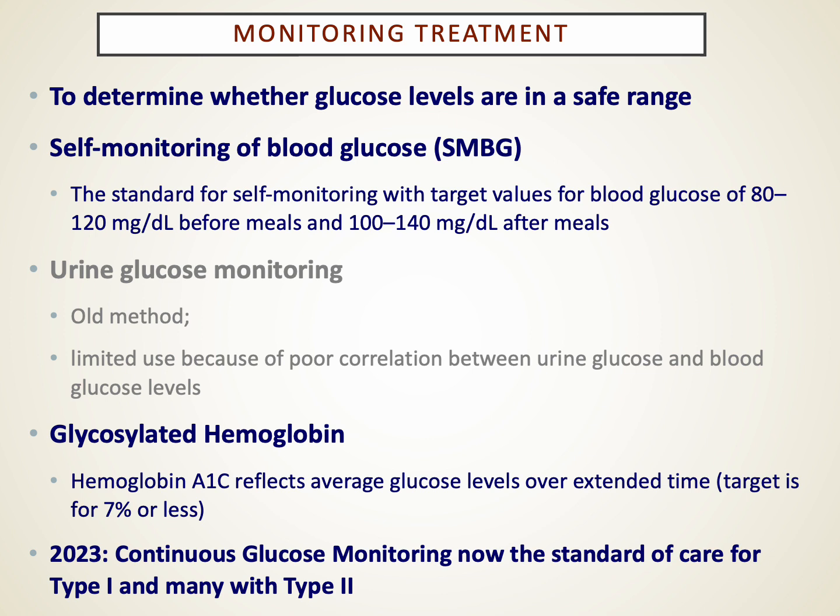The other issues: there are some older tests, like urine glucose monitoring, which is no longer done. But the glycosylated hemoglobin is routinely done. What that offers us is an estimate of how much hemoglobin is glycosylated, which is an indicator of what the average glycemic control has been over the prior 3 months.